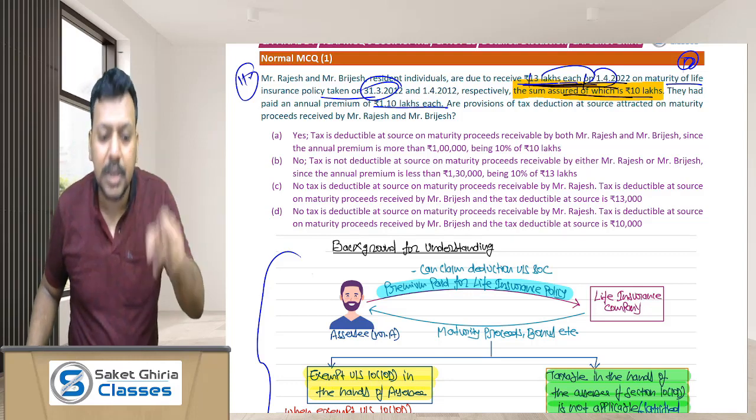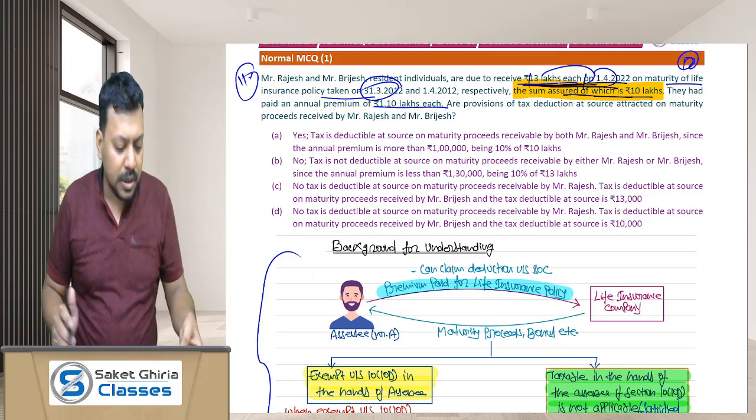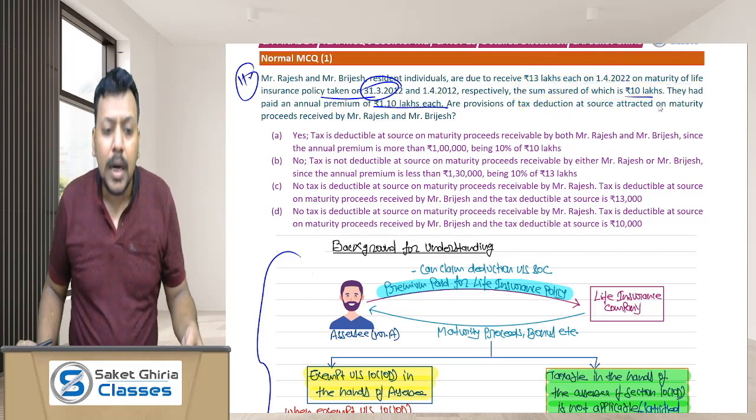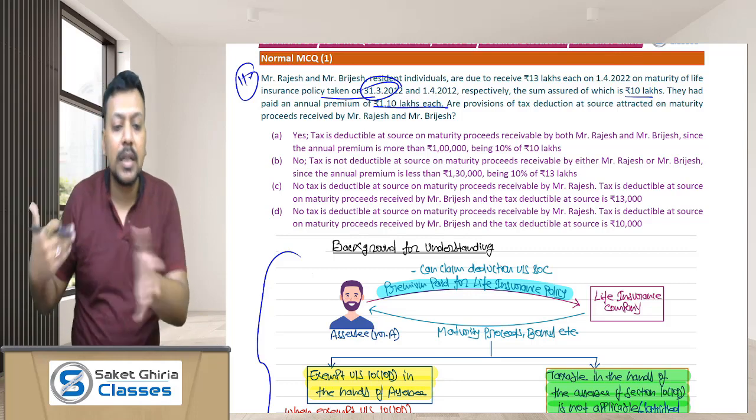So Mr. Brijesh is not eligible for section 10(10D) exemption. In this case, Mr. Brijesh has received how much, sir? 13 lakh. So is the entire 13 lakh rupees the income of Mr. Brijesh? No sir. Out of rupees 13 lakh, how much premium has Mr. Brijesh paid till the life of the policy?